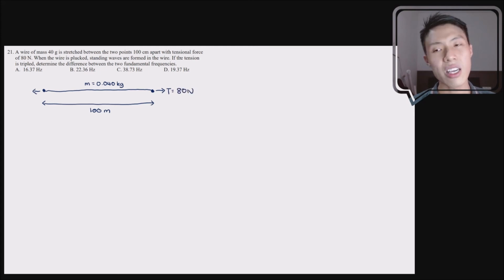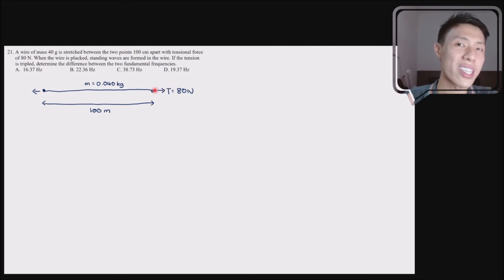Okay, you see they give you tension, and they give you mass and they give you length, right? You know that the mass and the length are for you to determine the mass per unit length mu. Then once you get the mass per unit length mu, you take the tension, divide by mu, then you square root it, and you get the speed of the wave traveling on the wire.